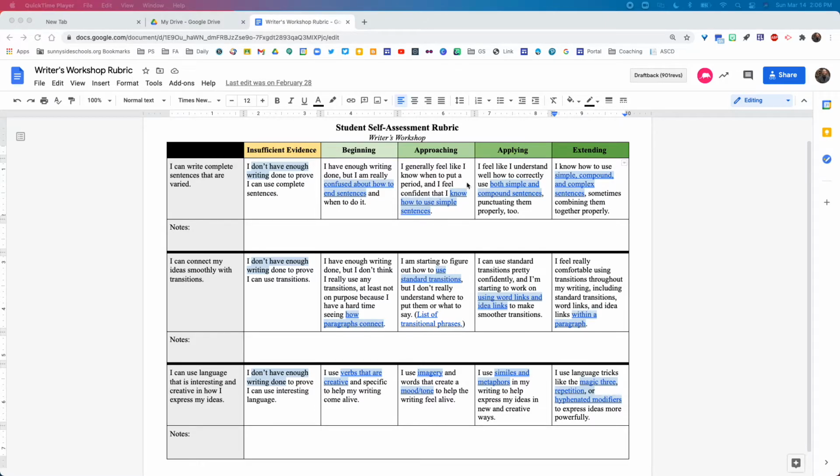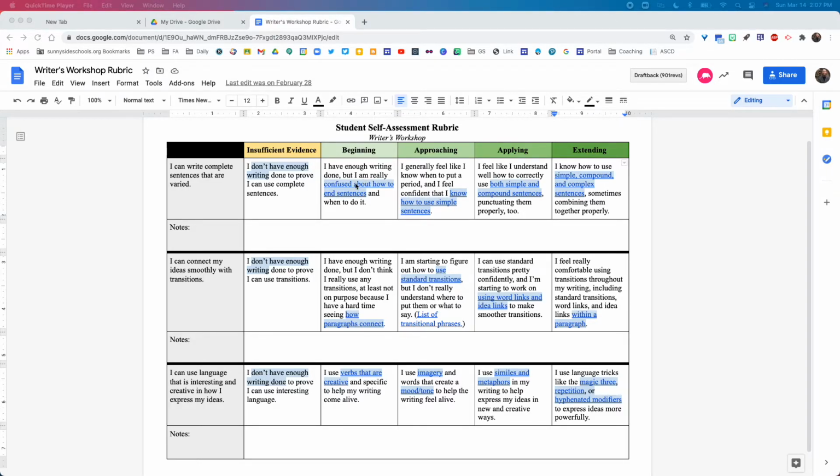And so instead of using words like some, a lot, a few, things like that, my goal is that I'm really being clear about what the student needs to learn to move up to the next level. So that's step one, build a progression of learning that's embedded in your rubric levels.